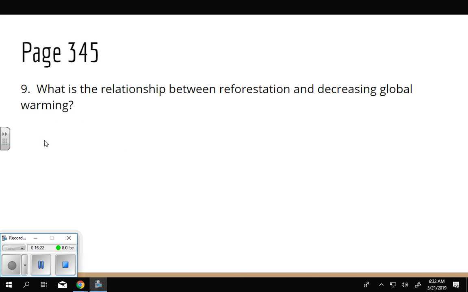Page 345. What is the relationship between reforestation and decreasing global warming? What can people do about climate change? Many countries are working together to reduce the potential effects of global warming. Some countries have passed treaties and laws to reduce pollution. They are also monitoring and changing certain industrial practices.